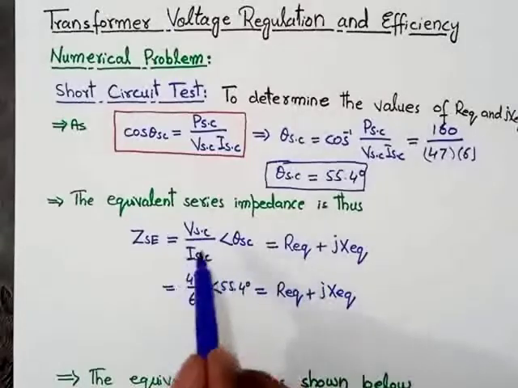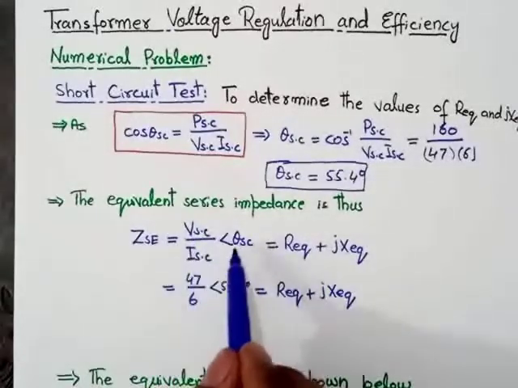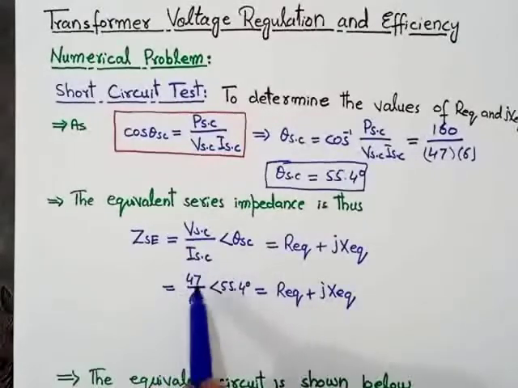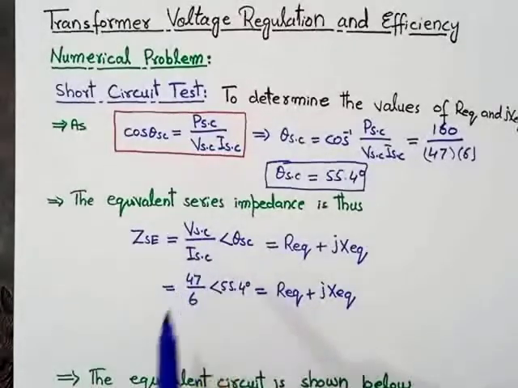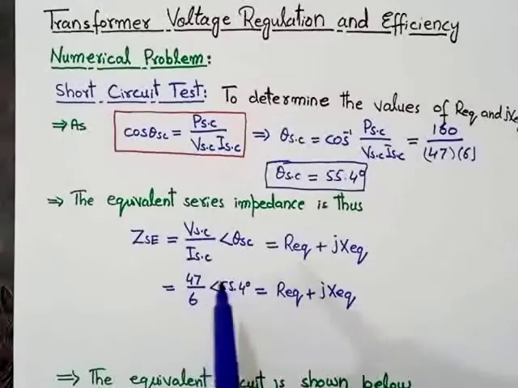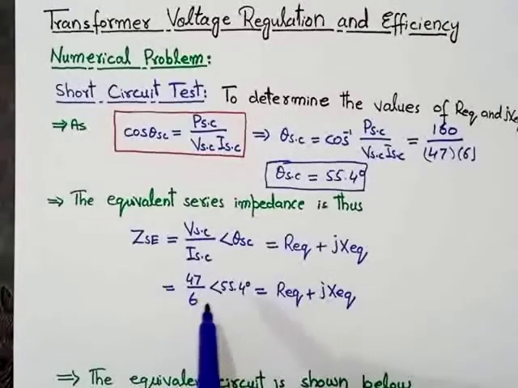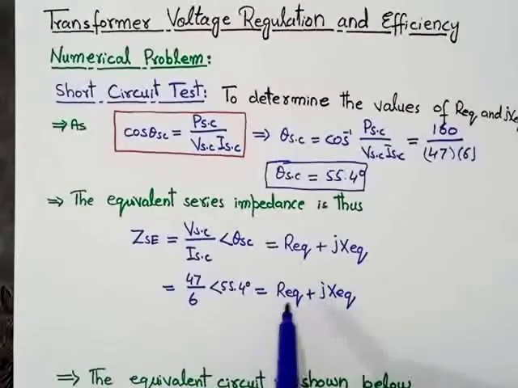So first of all, we will put the values of V, I and theta in this equation. The value of the short circuit voltage is 47 volt, the value of the short circuit current is 6 ampere and the value of theta is 55.4 degree. This is the polar form of this equation. So first of all, we will convert this polar form into rectangular form. Then we will compare real part with the real part and imaginary part with the imaginary part.